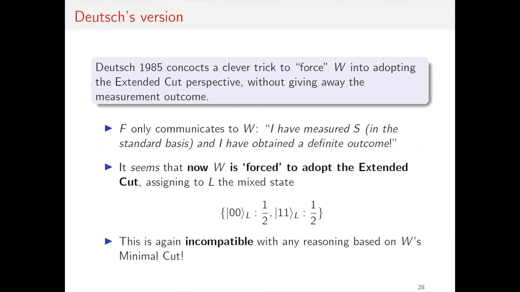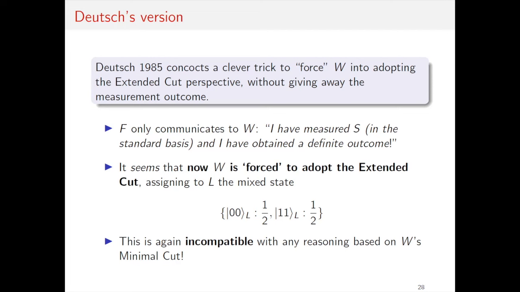Now, okay, Deutsch 1985, he tries a clever trick to make the contradiction more obvious, and then he tries his own solution by changing the communication in the following way. F doesn't tell W what he saw. He only says, I saw something, a definite result. It's 0, or maybe I saw 1, but I'm not telling which.